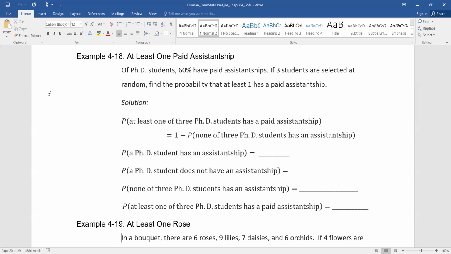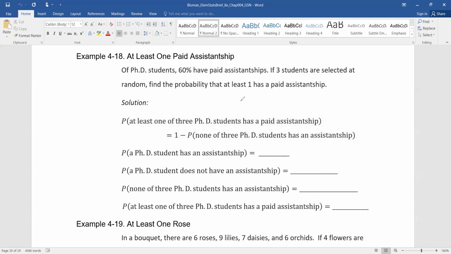If 3 students are selected at random, find the probability that at least one has a paid assistantship. So to do that, the probability that at least one of 3 PhD students had a paid assistantship. What we can do is say 1 minus none of them having an assistantship, and then we would have our total versus having to figure out 1, then 2, then 3. So that's the issue with at least.